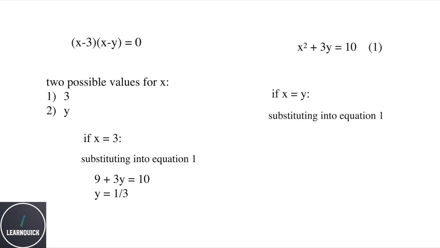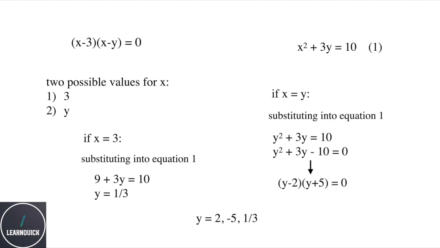And now, substituting x equals y into equation 1, we get y squared plus 3y equals 10. Taking away 10 from both sides gives us y squared plus 3y minus 10 equals 0, and this can be factorized to y minus 2 times y plus 5 equals 0. So here we can see that we have three values for y: 1 over 3, 2, and minus 5.